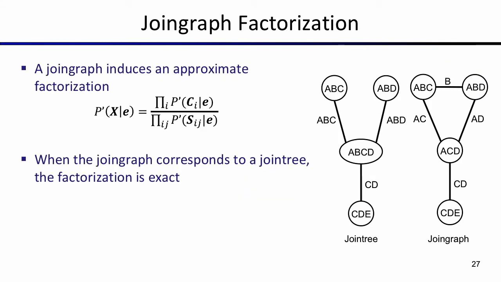Okay, and we can understand the join graph as a probabilistic graphical model, so it will induce a factorization that is in the same form that we have discussed before: a multiplication of the clusters divided by the multiplication of the separators. The difference now is that we're going to have different clusters and different separators from the join tree. In the case that the join graph is a tree, it is a join tree, and the factorization will be exact. Otherwise, we will have an approximate factorization, and the results that we get for our computations will also be approximations.